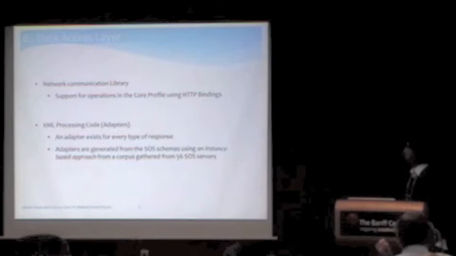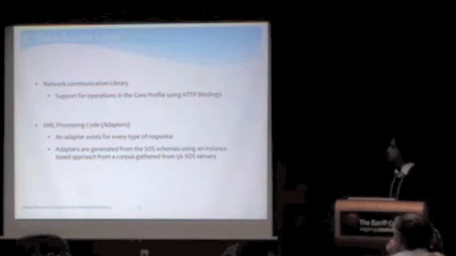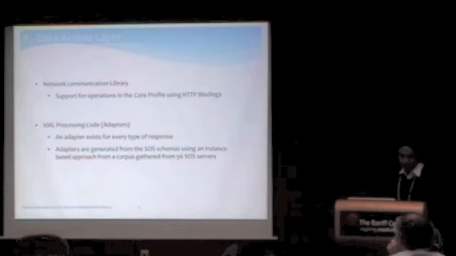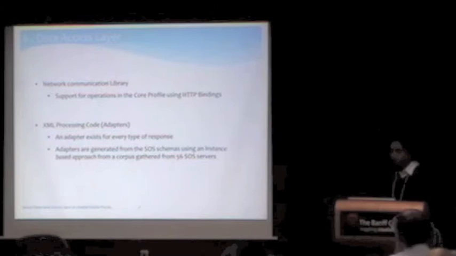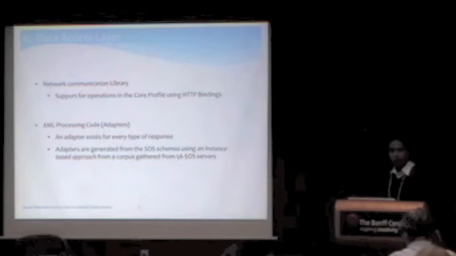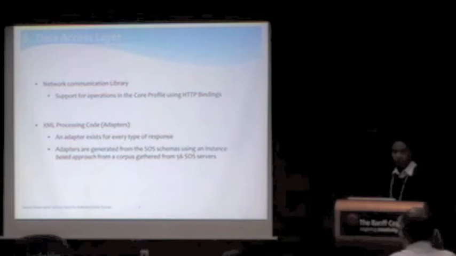The data access layer is, from my point of view, the most important for me because it's related to my main research line. It's composed of a network communication library that has very simple support for the HTTP bindings of the operations in the core profile, and has components for XML processing code. Each of these components is called an adapter. An adapter exists for every type of response that you can get from the sensor observation service server.